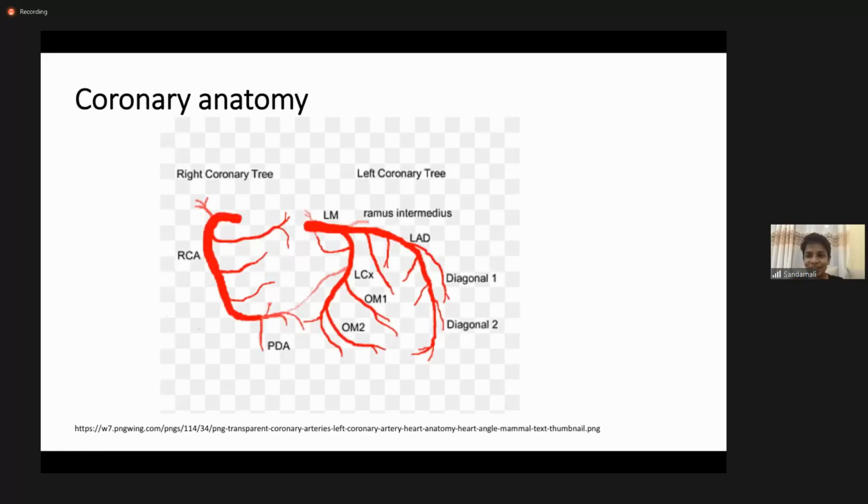Because we are now going to identify the localization of STEMI, it's important to know a little bit of coronary anatomy also. On the left system, we have the left main coronary artery, which divides into the left anterior descending, LAD, and the left circumflex. LAD gives branches to diagonals and septals, and the circumflex gives rise to OM branches. And on the right side, the right coronary artery, if it is dominant, gives rise to the PDA, and also the RCA gives rise to RV branches that supply the right ventricle.